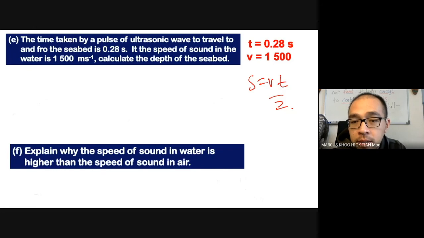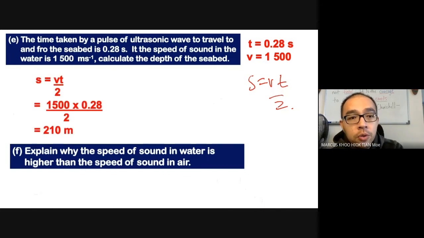Let me see. What happened to Steffi? I haven't seen Steffi for the longest time. Okay, well, I want Elvin to give me the answer to this question, please. Calculate this and tell me what is the answer for E.